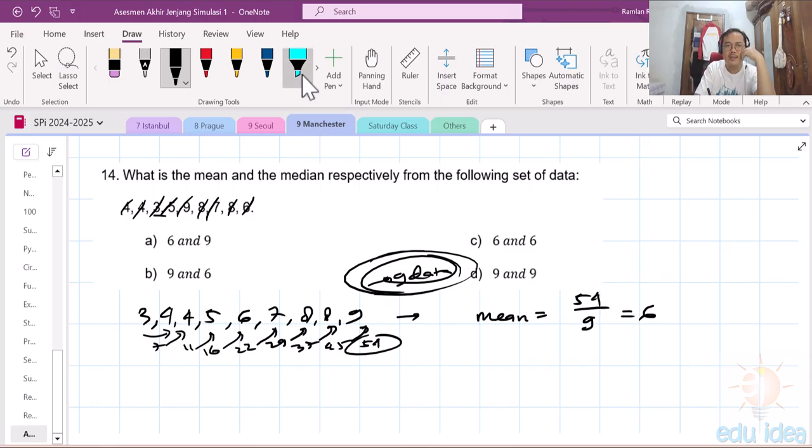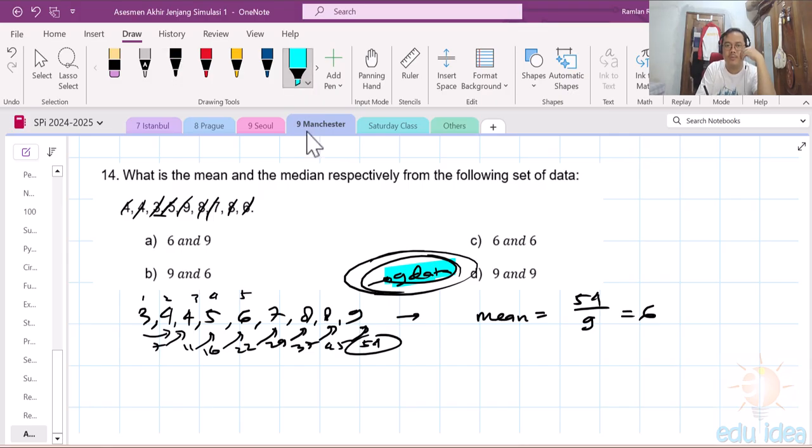Now the median is just the middle data. If we have 9 data, the location of the median is the total number of data, plus 1, divided by 2. 9 plus 1 is equal to 10. 10 divided by 2 equals 5. Which means that the location of the median is the 5th data. So we have 1, 2, 3, 4, 5.